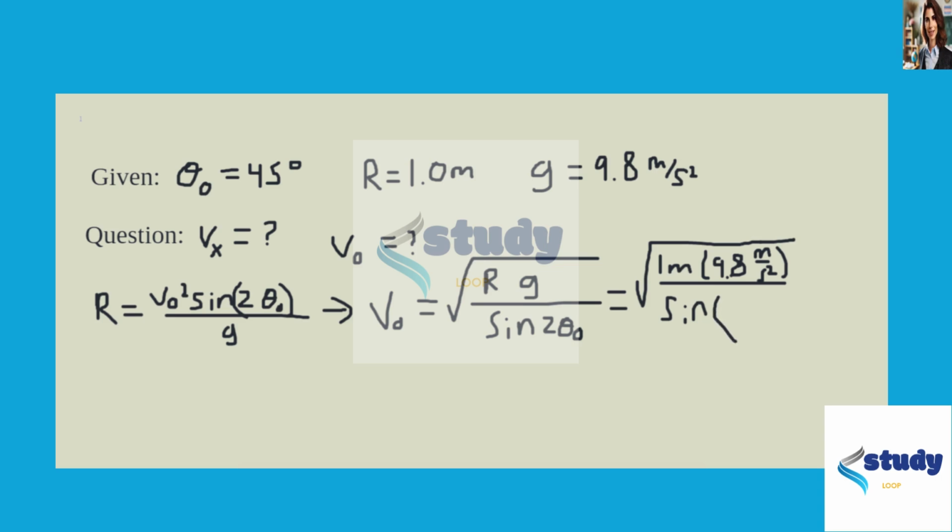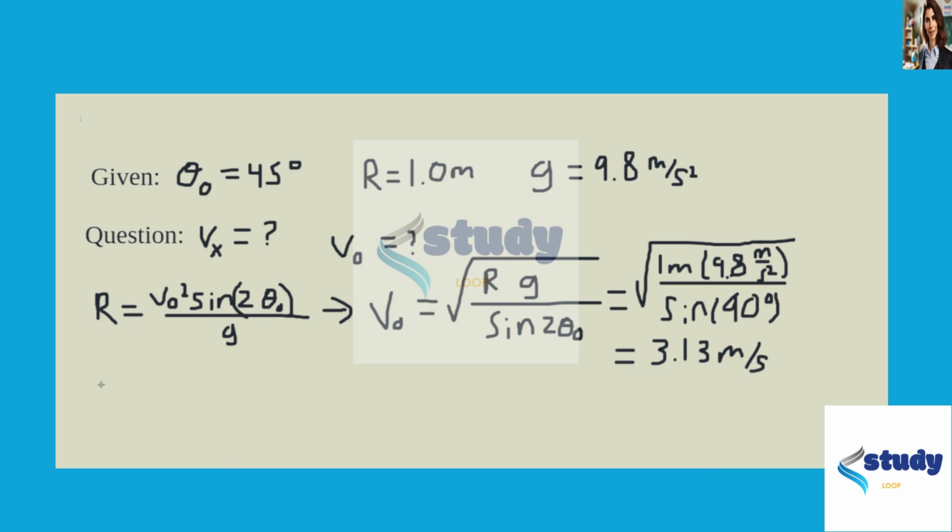If you plug all of this into your calculator and figure out what this is, it comes out to equal 3.13 meters per second. But that is just the velocity.